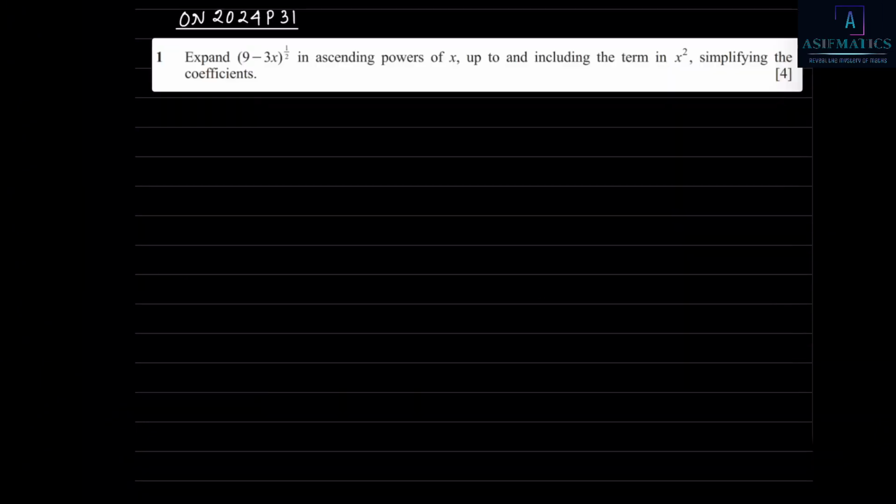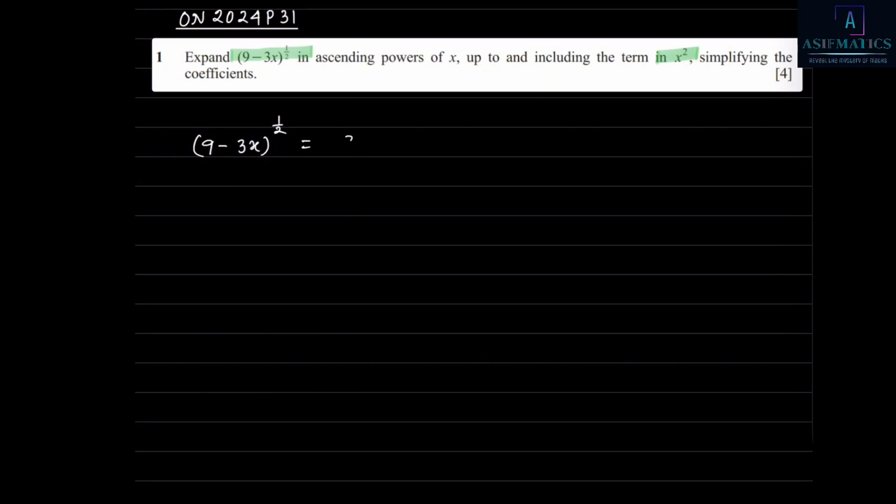This problem is very straightforward, from October-November 2024, paper 31. It says to expand (9 minus 3x) to the power half until the term in x square. So we can start with (9 minus 3x) to the power 1 by 2, and then we need to make it the 1 plus x format.